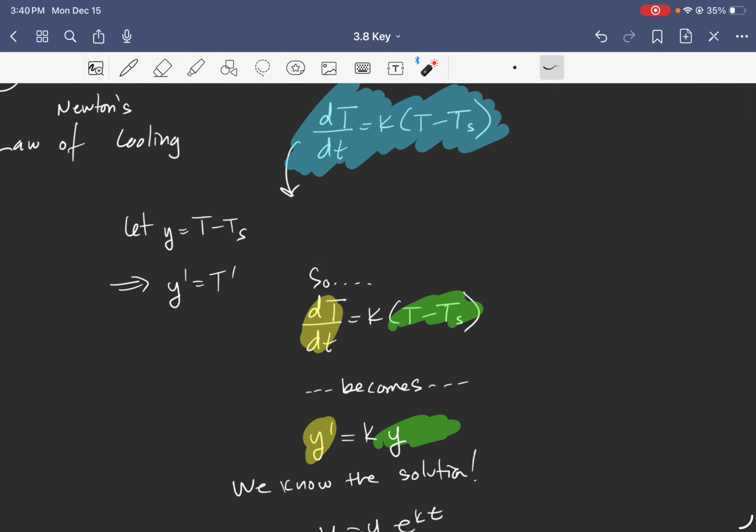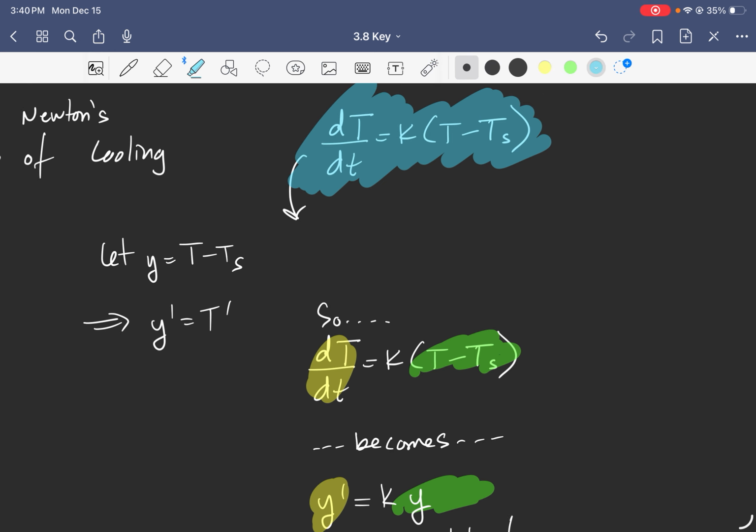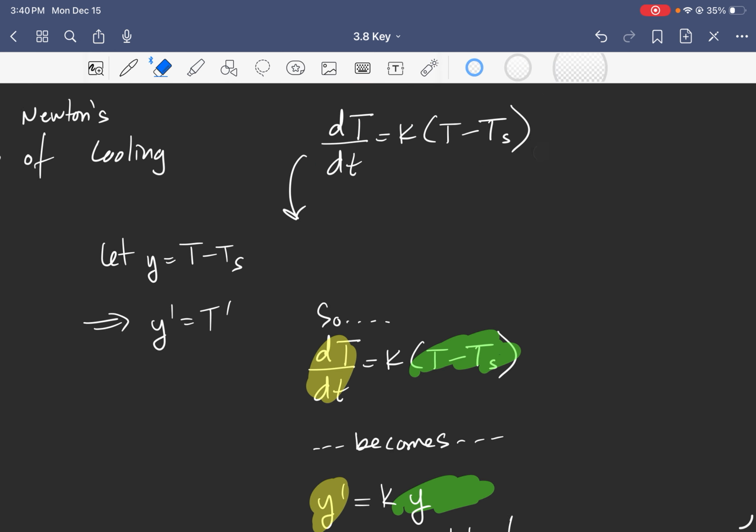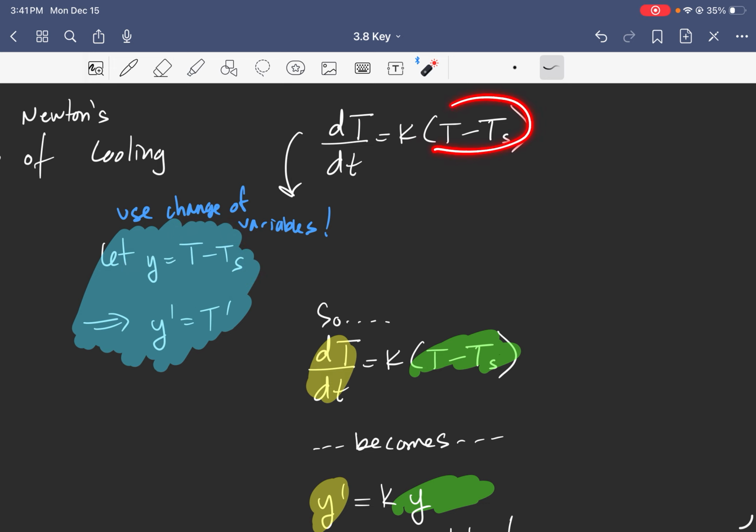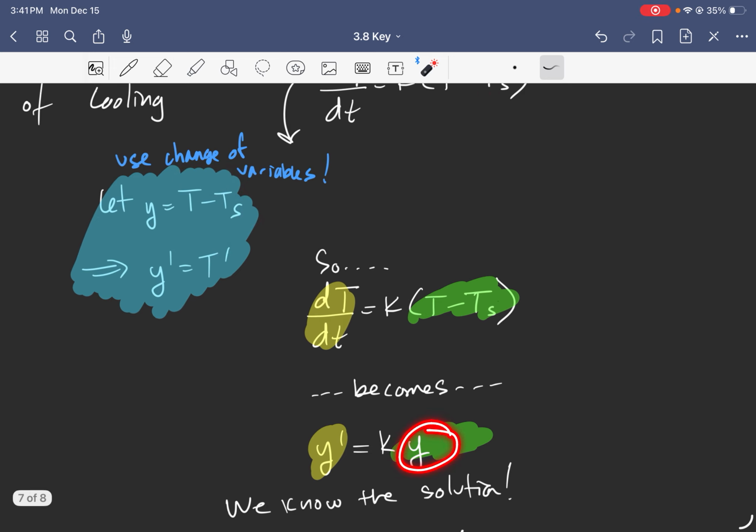But the way to make this work, this is really the key move, is that you let y equal this difference between your temperature and the surrounding medium. This is key. We're going to use a change of variables. That's super, super helpful. So now every time you see this, you just replace it with a y. So all this can become y, which is much easier.